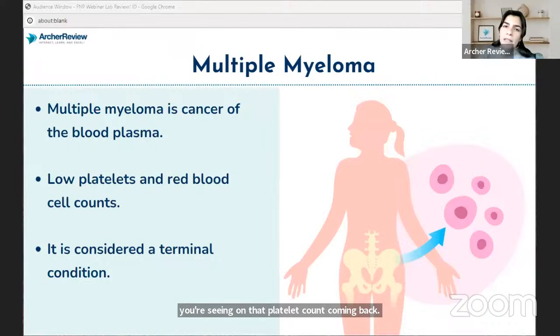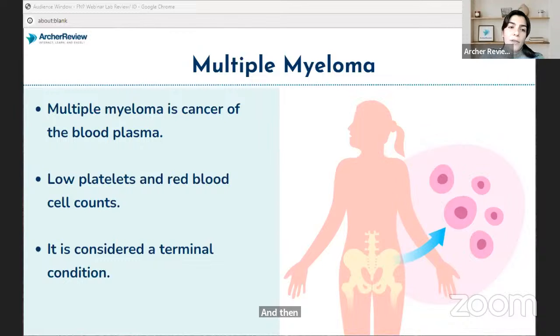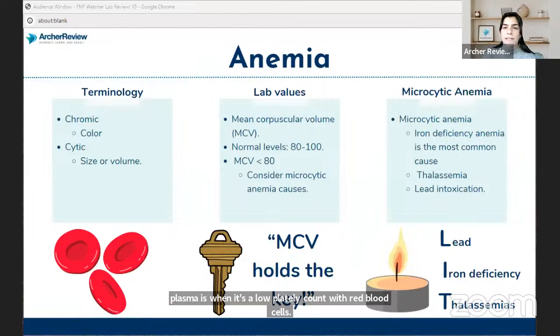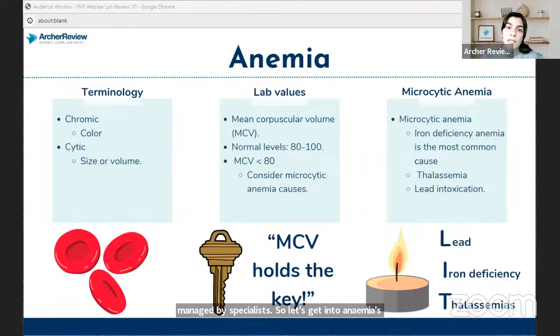And then multiple myeloma, it's cancer of the blood plasma, when it's a low platelet count with red blood cells. It is terminal, so definitely something that will be managed by a specialist. So let's get into anemias, because that's mostly going to be your bread and butter in primary care, so managing those anemias.